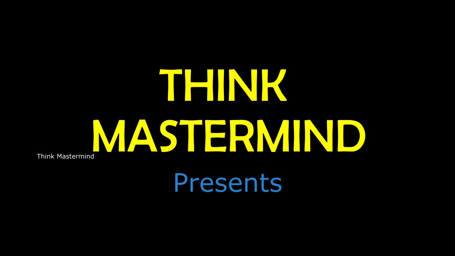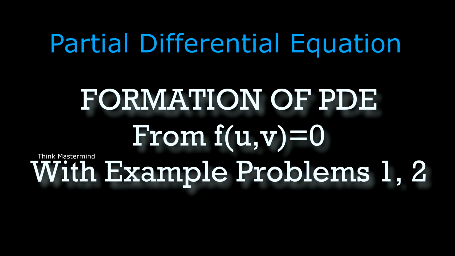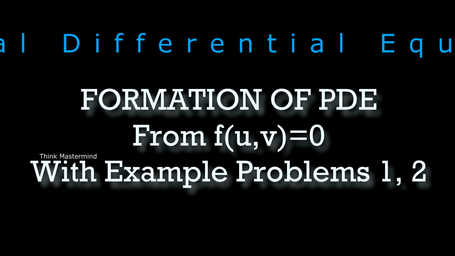Mastermind presents. Formation of PDE from f of u comma v is equal to 0 with example problems 1 and 2.